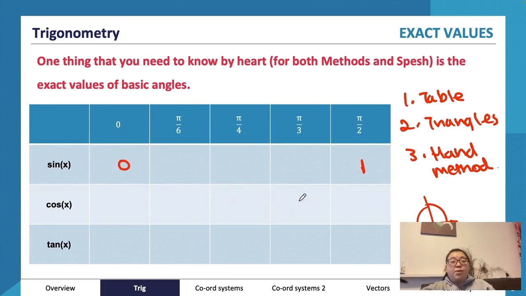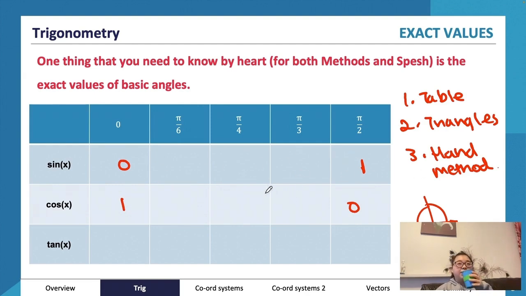So working the other way around, we can recognize that cos is going to be 0 here, right? And cos is going to be 1 here, and cos is going to be 0 here, right? So we'll have 1 and 0. So you've got your equivalent so far.